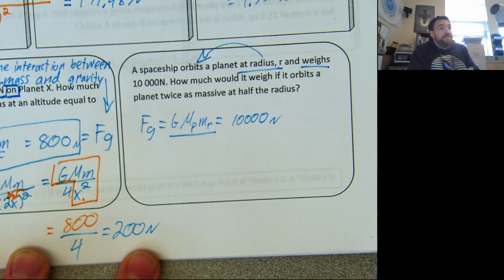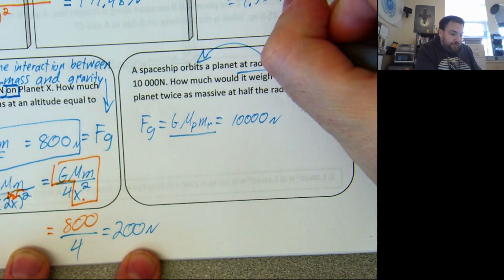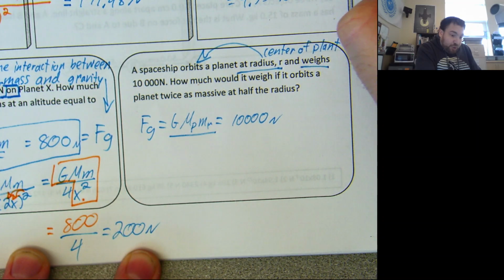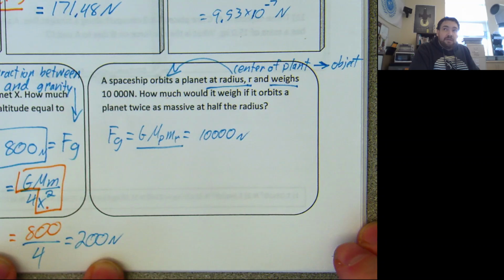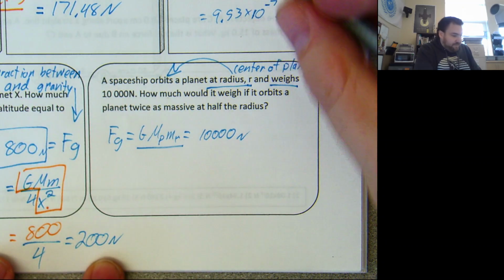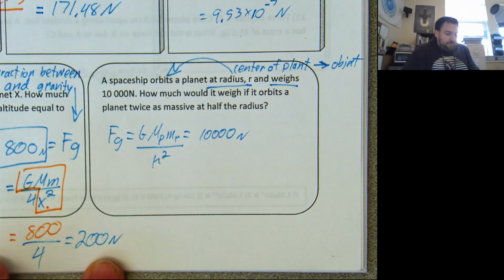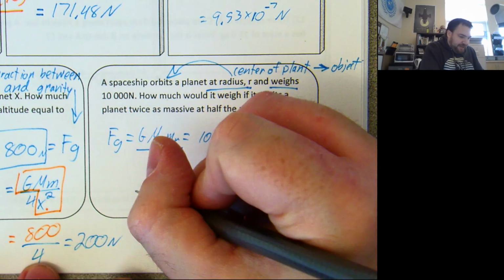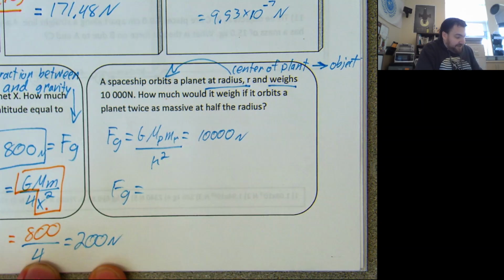And the radius of the orbit is always measured from the center of the planet to the center of the orbiting object. Center of planet to the object is what that means. Well, they gave us a letter already, so let's use it, even though it's kind of messy. So we've got G, mass of the planet, mass of the rocket, over r squared, the radius of the orbit. What we're going to do now is double the mass of the planet and halve the radius of the orbit. So what's going to happen then when we do this?